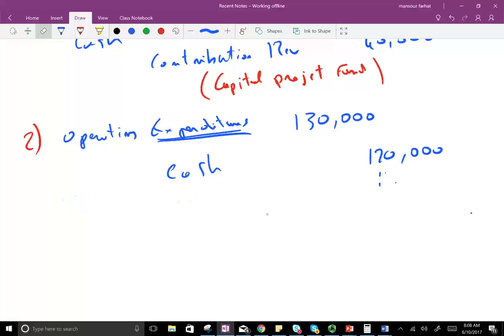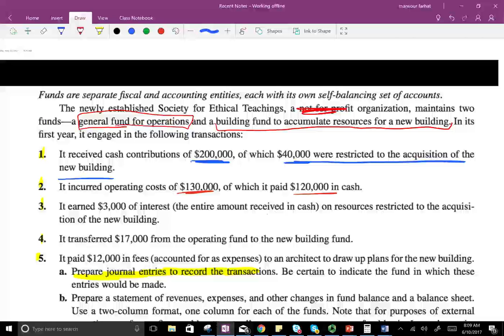We will not have... Then under those circumstances, we will have operating expenditure of $120,000, or whatever we spent, $120,000 cash. But this transaction involves a current liability, AP, which we do record as a current liability. So this is what this transaction looks like.